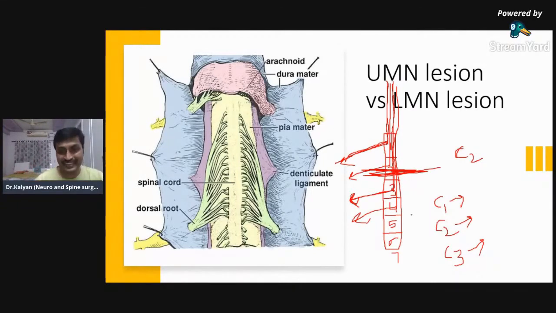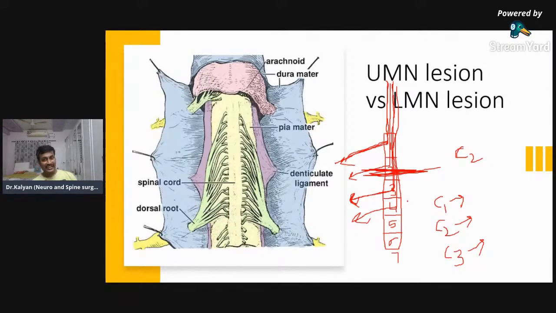So in C3, what you'll be able to see is weakness, and the kind of weakness you are going to see is the UMN kind of weakness. What Dr. Kishan has explained is exactly right. C3 is not going to be normal. You will have weakness in C3, which is UMN type. Am I clear? Which is UMN type.